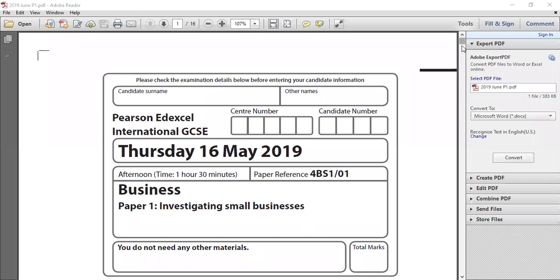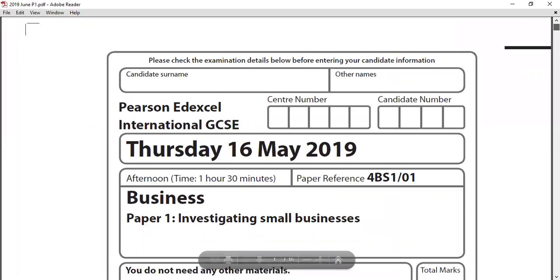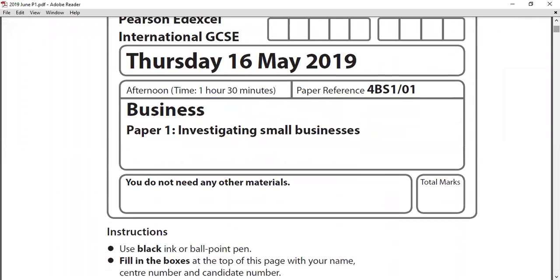Hi everyone. So we are going to discuss today the 2019 June paper 1, small business. In this paper, you can see in your business examination, IGCSE, the small business sector. Small business means the case study will definitely be a sole trader or a partnership business organization.